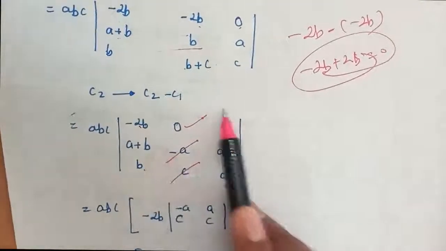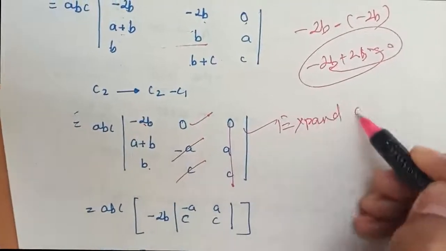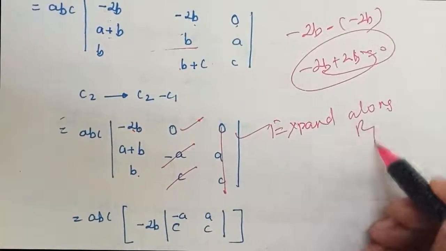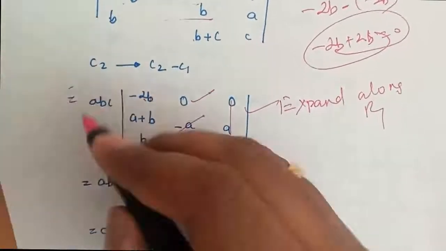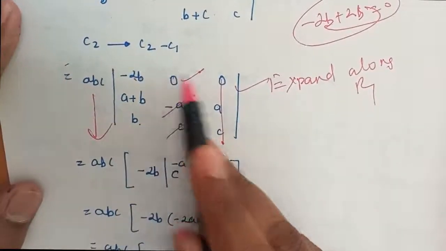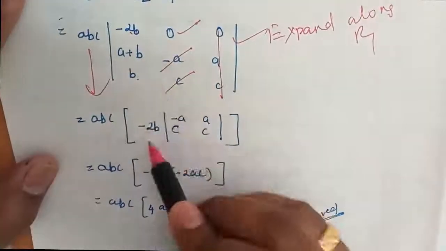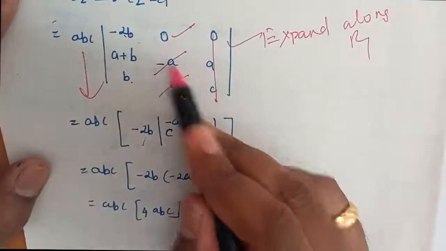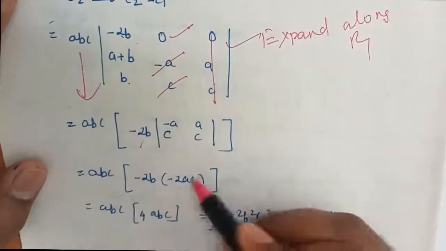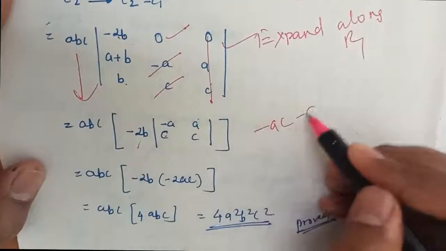So I got the most number of zeros, so I can expand along r1. So abc, that is common, already I will take it out. Next is this, anyway this is 0, so only the expansion of this element matters here. So minus 2b, leave this row, leave this column, minus a into c is minus AC will come, and this one is again minus AC will come.